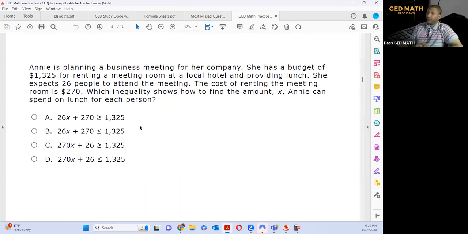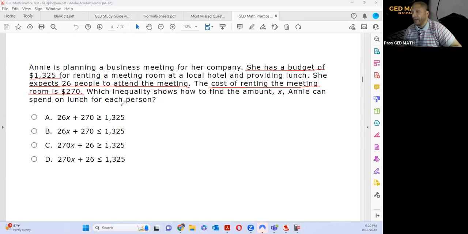This is another example of a GED practice test. Right away, it's giving you a long, big old 4 or 5 sentence paragraph and then some possible answers. Again, you should be hearing me in your ear when you take this test. Identify your givens. She has a budget of $13.25. She expects 26 people to attend the meeting. The cost of renting the meeting room is $270.